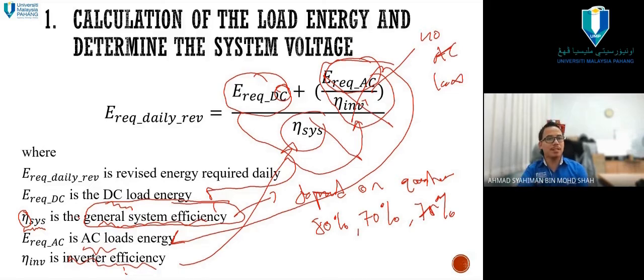The general system efficiency lumps together all the losses coming from the cables, charge controllers and battery cables, for example, which we assume as 85%. So this is what we call the revised energy required daily, but actually it is the total energy demand, the solid, real one, not the original one from before. It is the total after considering the inverter efficiency and all the losses that may come from the system. Okay, this is the first equation.